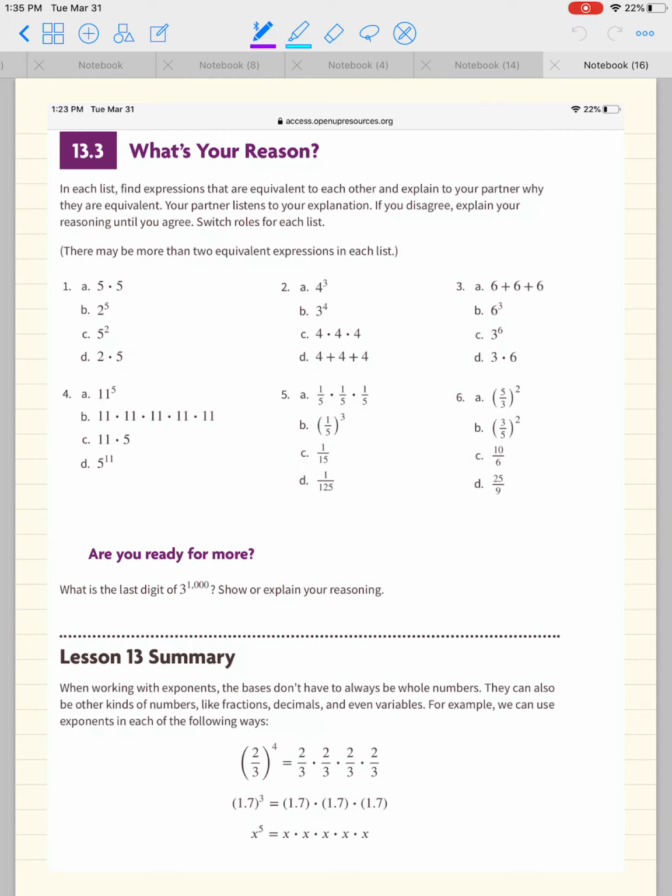So we're looking for equivalent expressions in each problem. So for number 1, we have 5 times 5, which I can already know is 5 squared. And so I can see a pair right here.